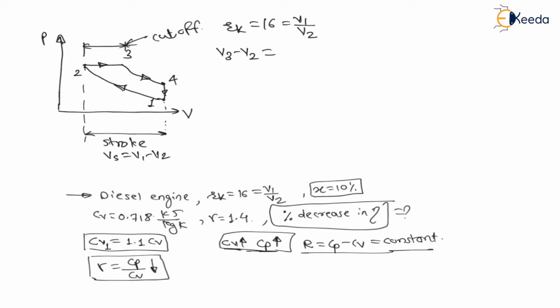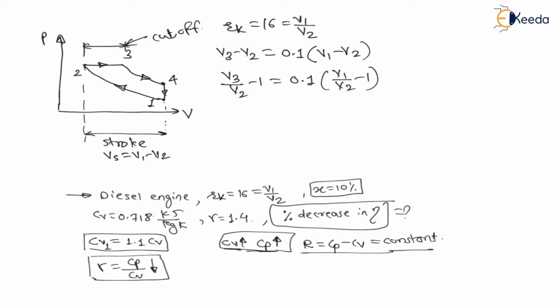V3 minus V2 is equal to 10% of the stroke, meaning 0.1 of the stroke. Stroke is nothing but V1 minus V2. Now divide both sides by V2. Therefore, V3 divided by V2 minus 1 is equal to 0.1 times (V1 divided by V2 minus 1).